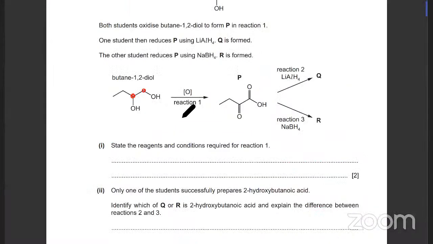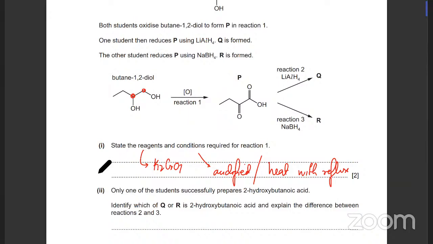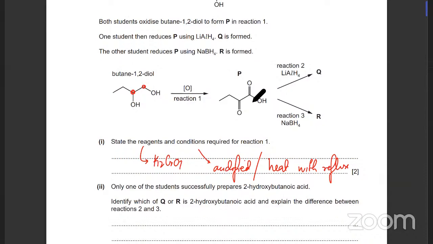So in this case, the reagent is going to be K2Cr2O7. What are the conditions? Acidified and heat under reflux. Try to write the whole thing, heat under reflux, instead of just reflux. Why reflux? Because you have to do the whole oxidation. Otherwise, primary alcohols will turn into aldehydes and will not react completely and will not form carboxylic acid.